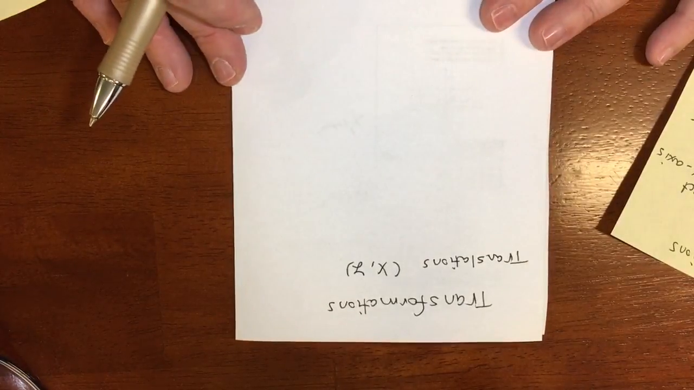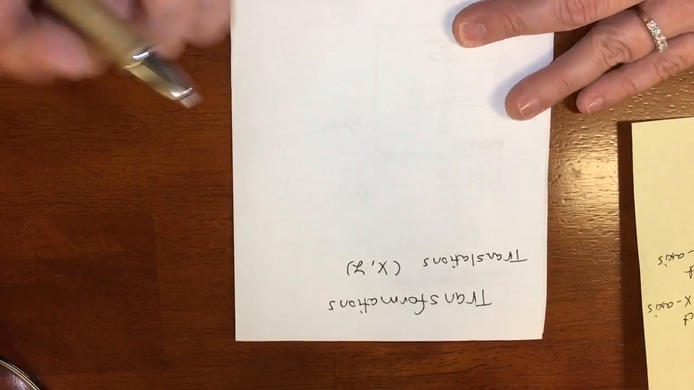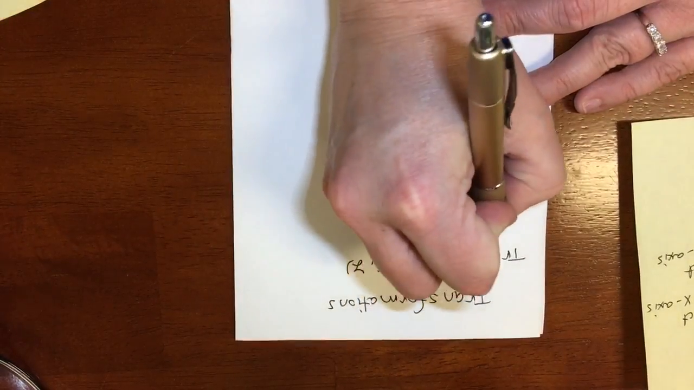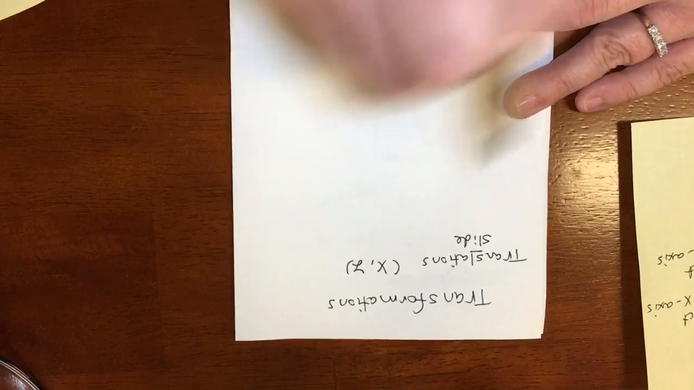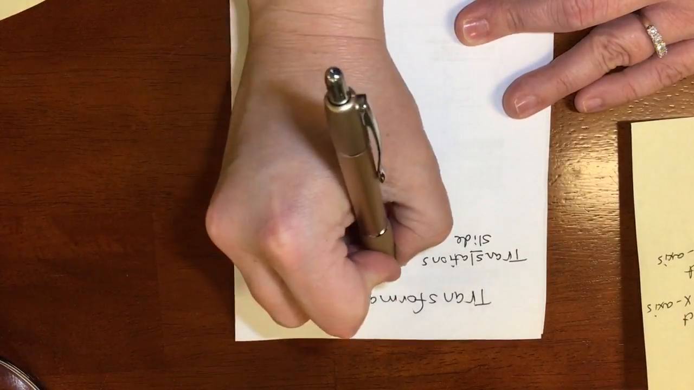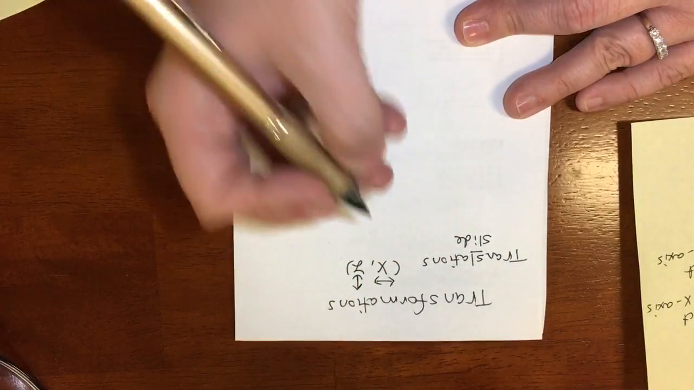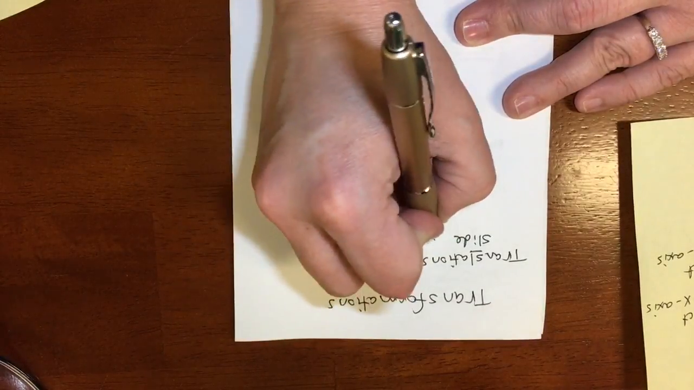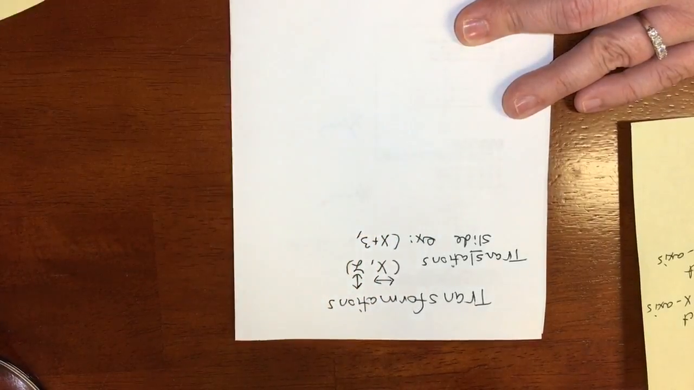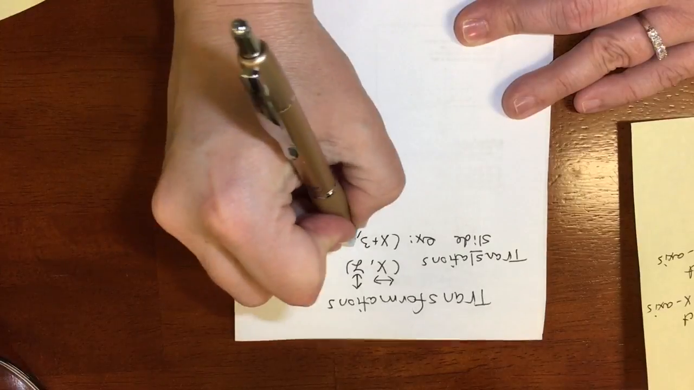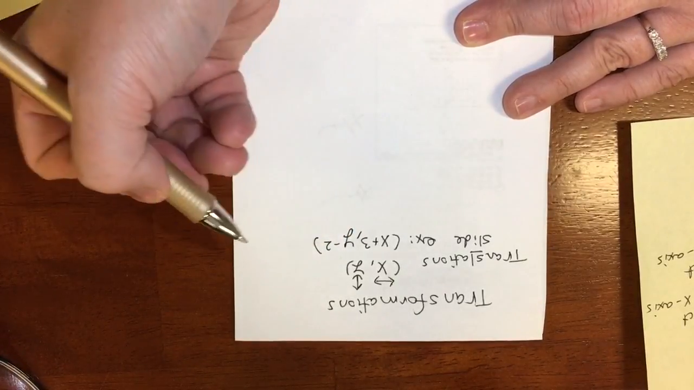All right, transformations consist of translations, reflections, and rotations. So for the translation, that's the slide, and we'll change our x and our y based on whether we're going, the x is left and right, and the y is up and down. So this one, for example, might be something like x plus 3 to make it go 3 to the right, and y minus 2 to make it go 2 units down.